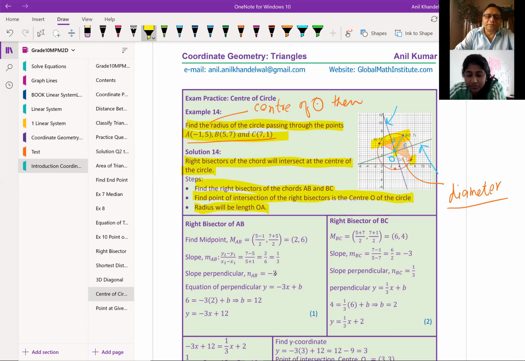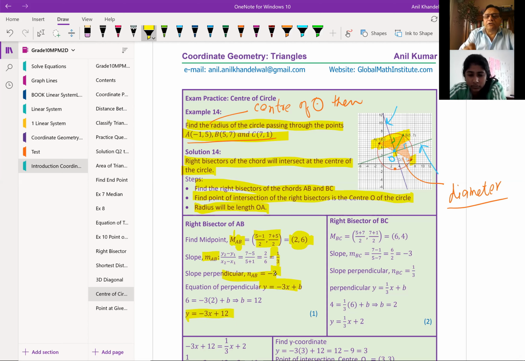Correct. So the steps are: find the midpoint first of any chord. Let's say we decide on AB, we use the midpoint formula. Once you have that midpoint, we look for the slope of this particular chord. Negative reciprocal will give us the bisector, right? So slope is 1 over 3, bisector slope should be -3. We use -3 and the midpoint to find the equation of the line.